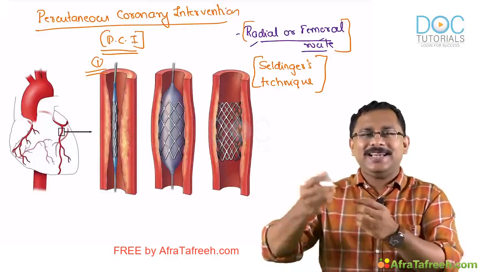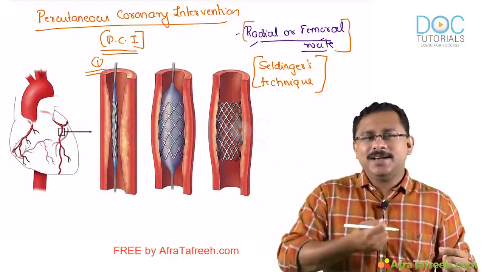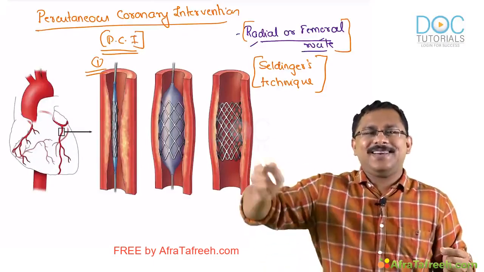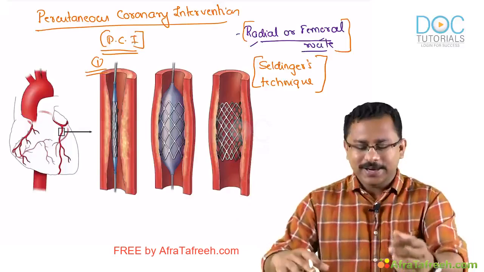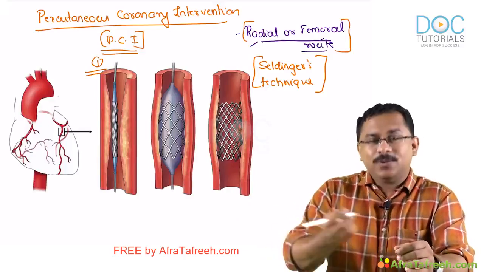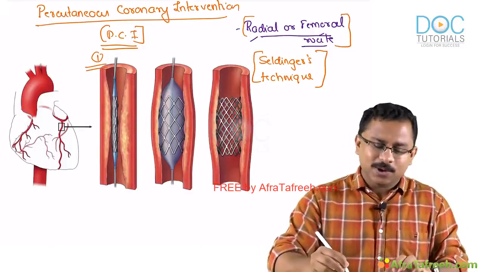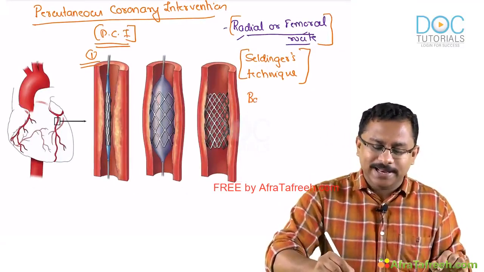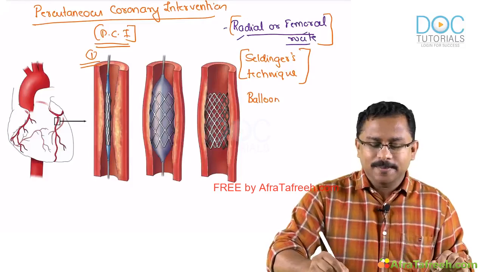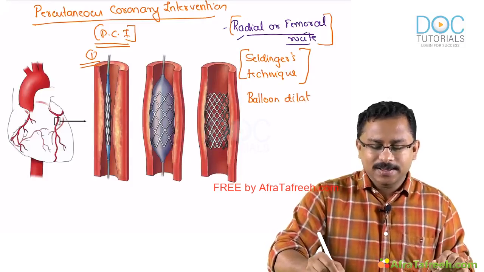Okay, the guide wire reaches the coronaries. Through your radial or femoral artery, it actually reaches your coronaries, and you can see the guide wire goes through the region of the block. The second thing that is done is a balloon dilatation.